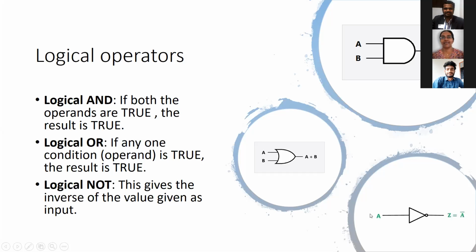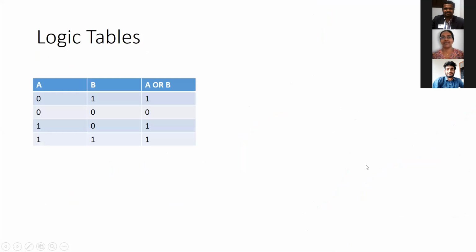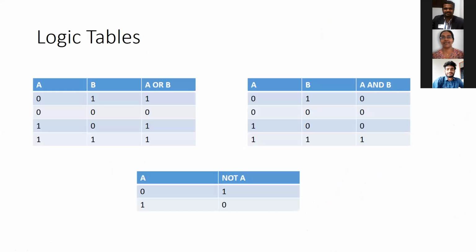So if A has the value 0, not A will be 1. And if it has 1, it will be 0. So these logical tables again emphasize the same thing. You see, in the OR operation, you have 3 ones. Even if one value out of the 2 is 1, you get 1 as output. And AND is different. You have to have both the inputs as 1 for the result to be 1. Not just gives you the reverse.